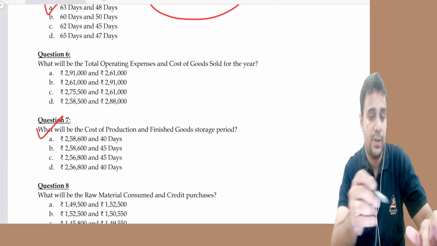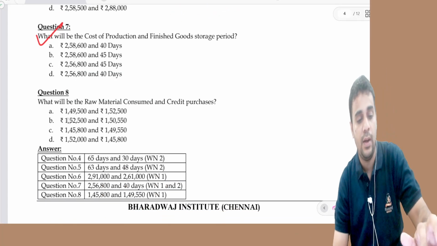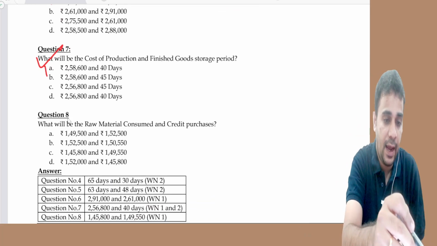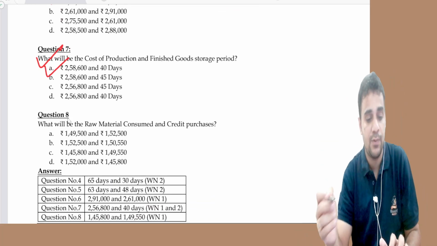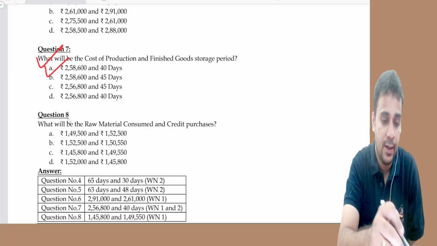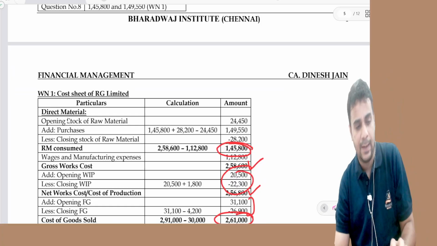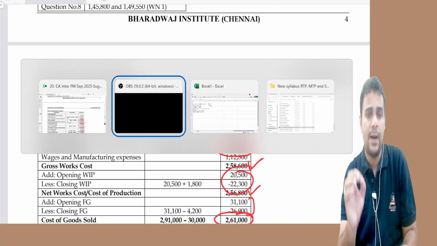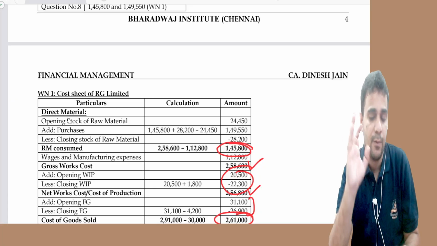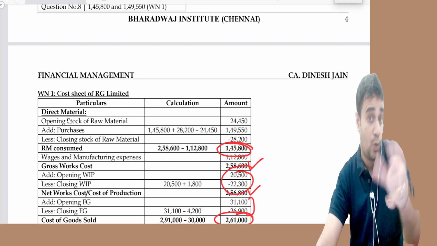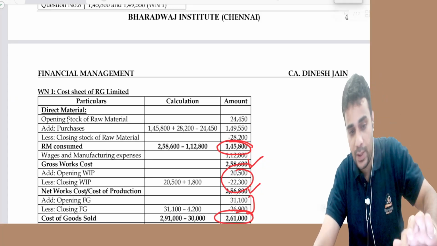Total operating expense 291 and 261. COP 256, 800 and 40 days. And last one 145, 800 and 149, 550. I am not discussing that much in depth, but yeah, the main part is using the 3 cycles. You'll have to reverse work and get to the answer. This is on the MCQ part. Students could have struggled with the working capital question.